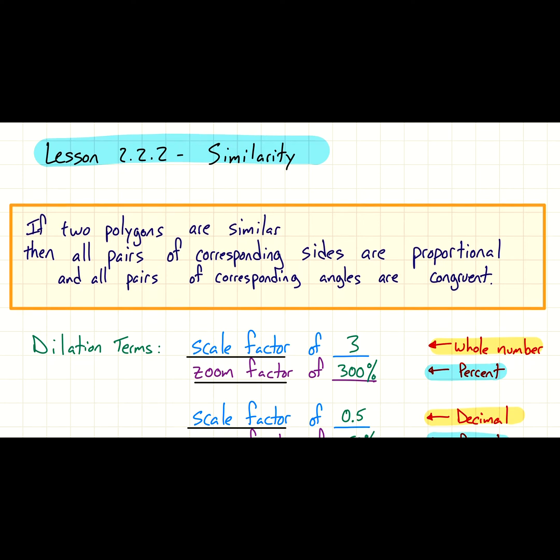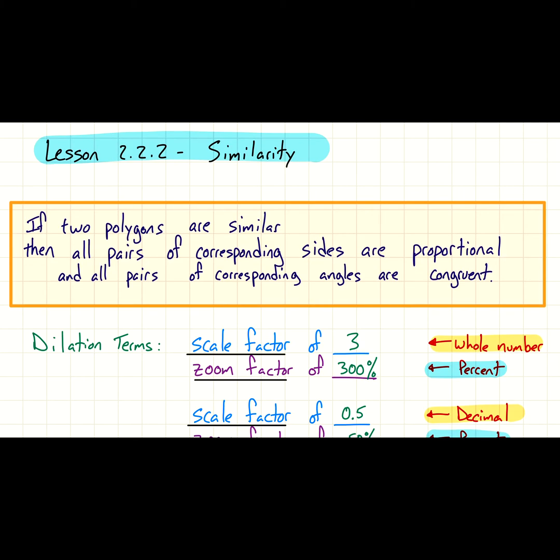So here's a definition. I think it's been mentioned before. If two polygons are similar, like let's say we already know they are similar, then this is what we know about those two shapes. All pairs of corresponding sides, meaning sides that are in the same location, that's what corresponding means, are proportional, and I'll explain what that means in a minute. And all pairs of corresponding angles are congruent.